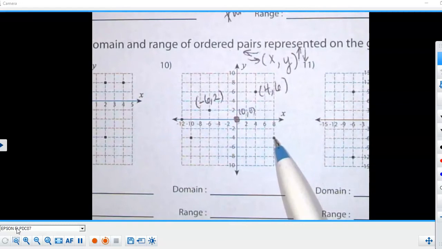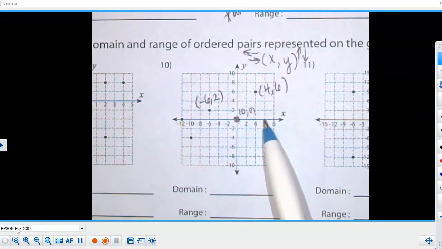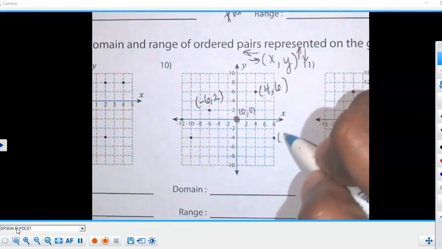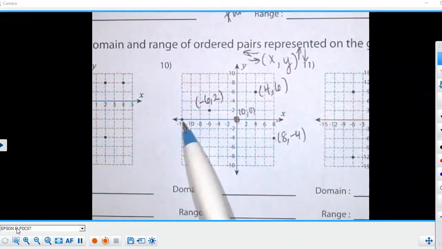If I want to go to this point here, I go back. We always start here, guys. And I'm going 2, 4, 6, 8 to get on top of it, and then I'm jumping down -2, -4. So this one is 8, comma, -4. How easy is that? And then this one, you got to look very carefully.